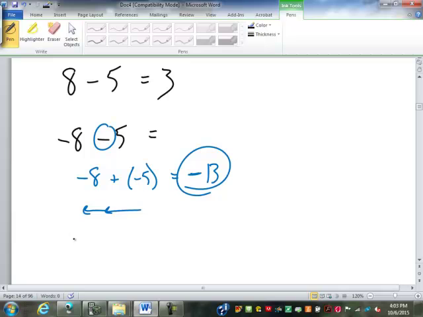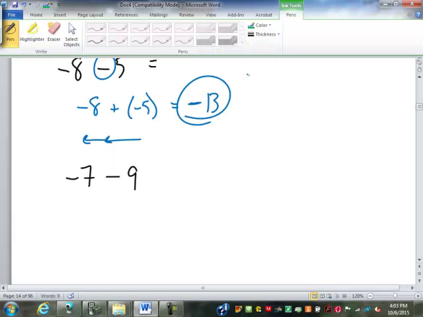How about negative 7 minus 6? Well, oh, negative 7 minus 9. Well, that's going to become negative 7 plus a negative 9, which is negative 7, negative 9 is a negative 16.